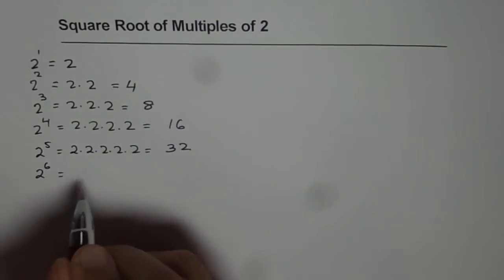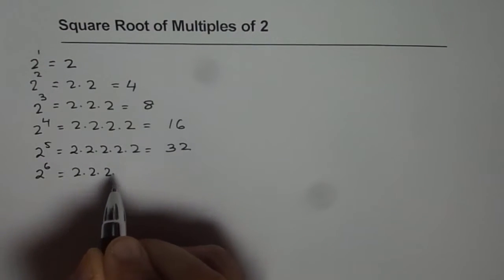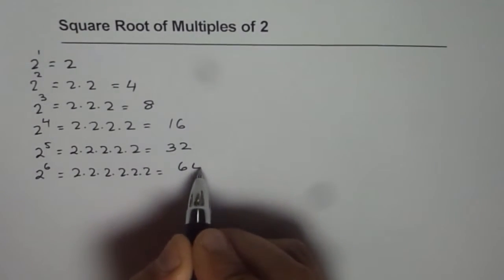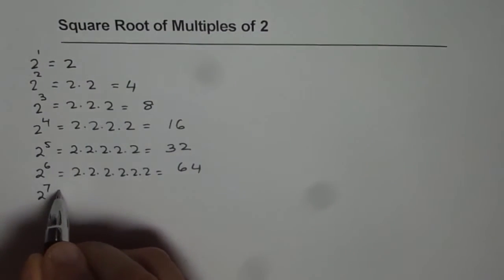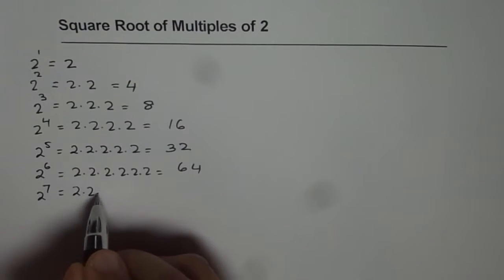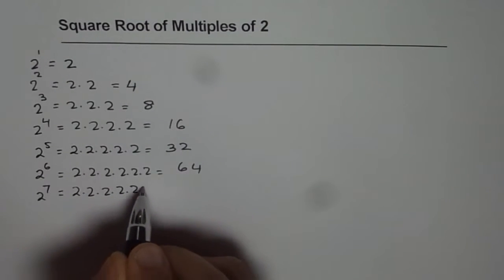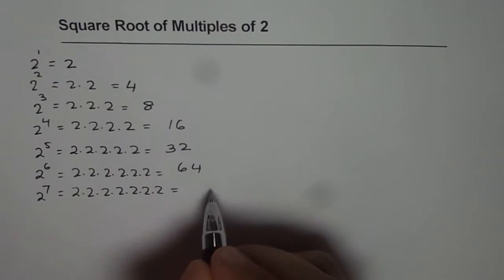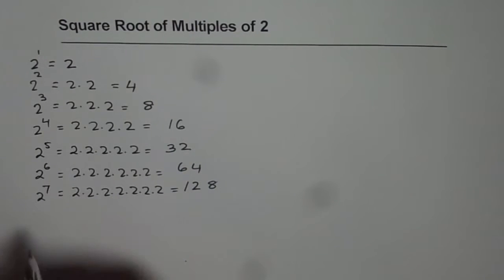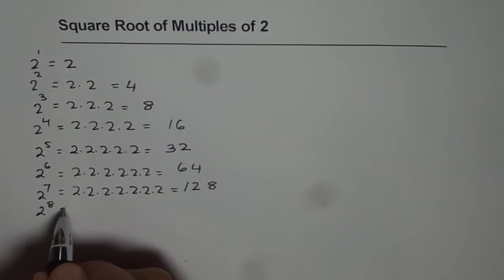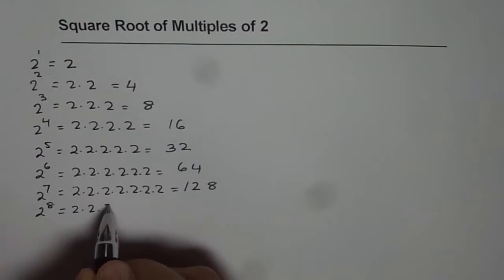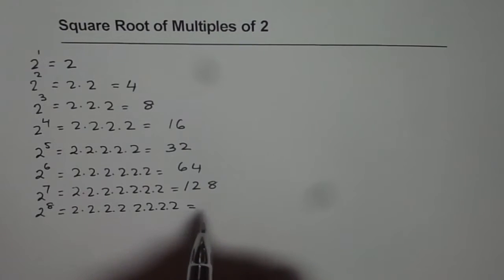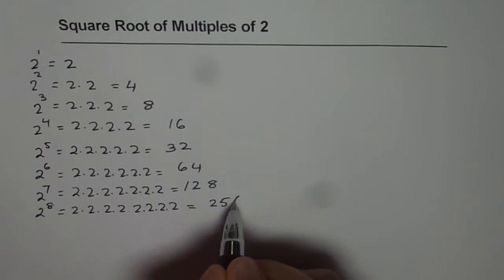Similarly, 2 to the power of 6 will be 2 times 32, which is 64. And 2 to the power of 7 will have 7 2's this time, right? Multiply 64 by 2. Twice 64 is 128, right? 2 to the power of 8 should be 2 times 2 times 2 times 2, these are 4, and then 4 more, right? And twice 128 is 256.